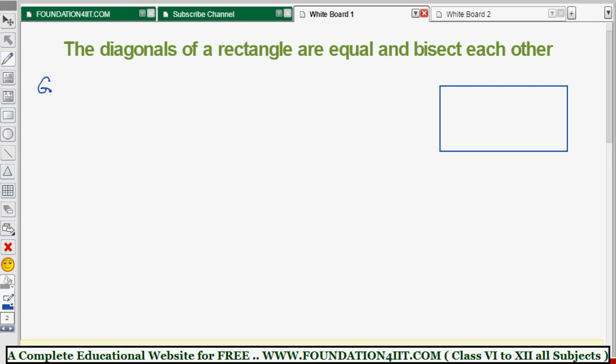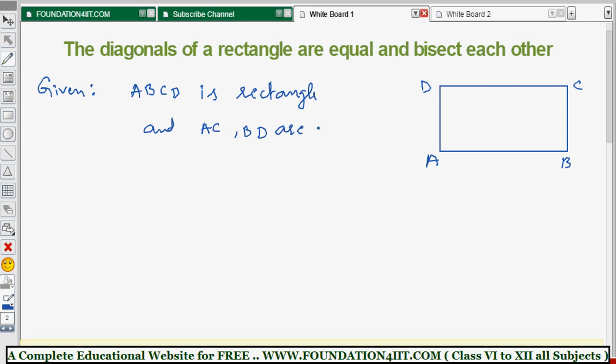So first of all, the given data here. ABCD is a rectangle and AC and BD are the diagonals. So that means if we take ABCD, yeah, AC and BD are the diagonals. ABCD is a rectangle and AC, BD are the diagonals. Yes, so this is given.